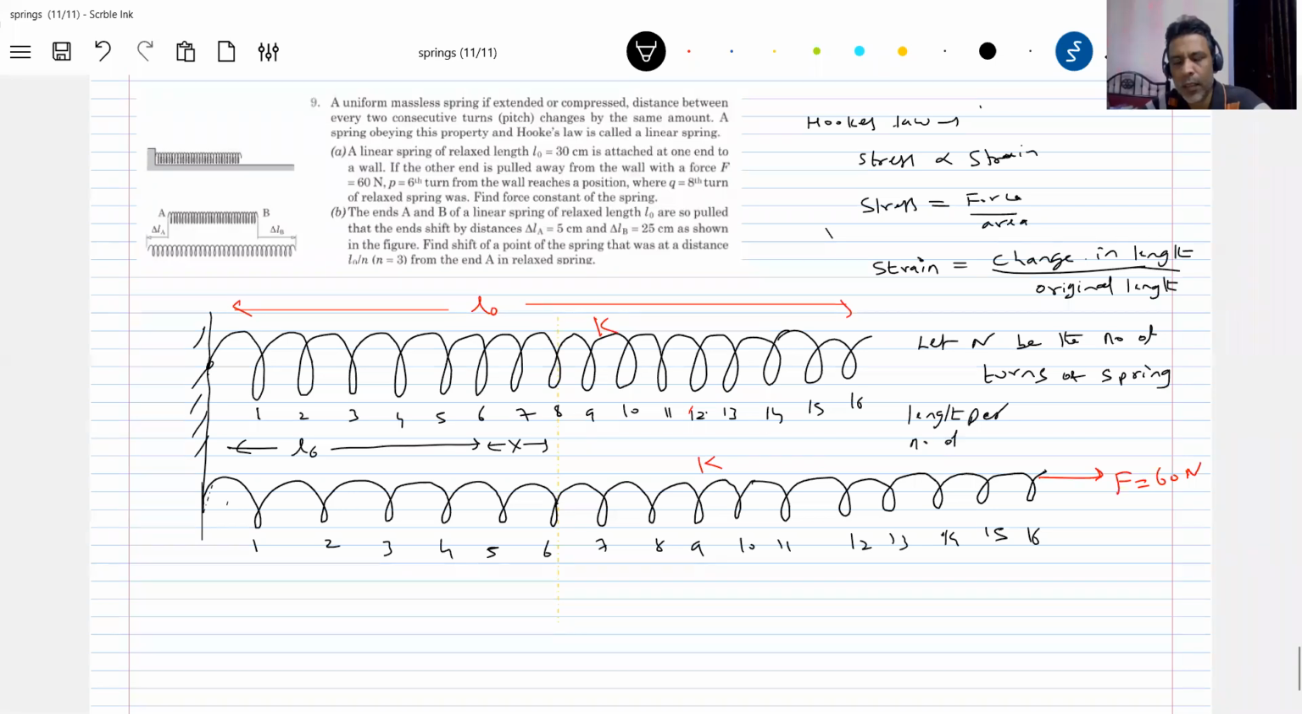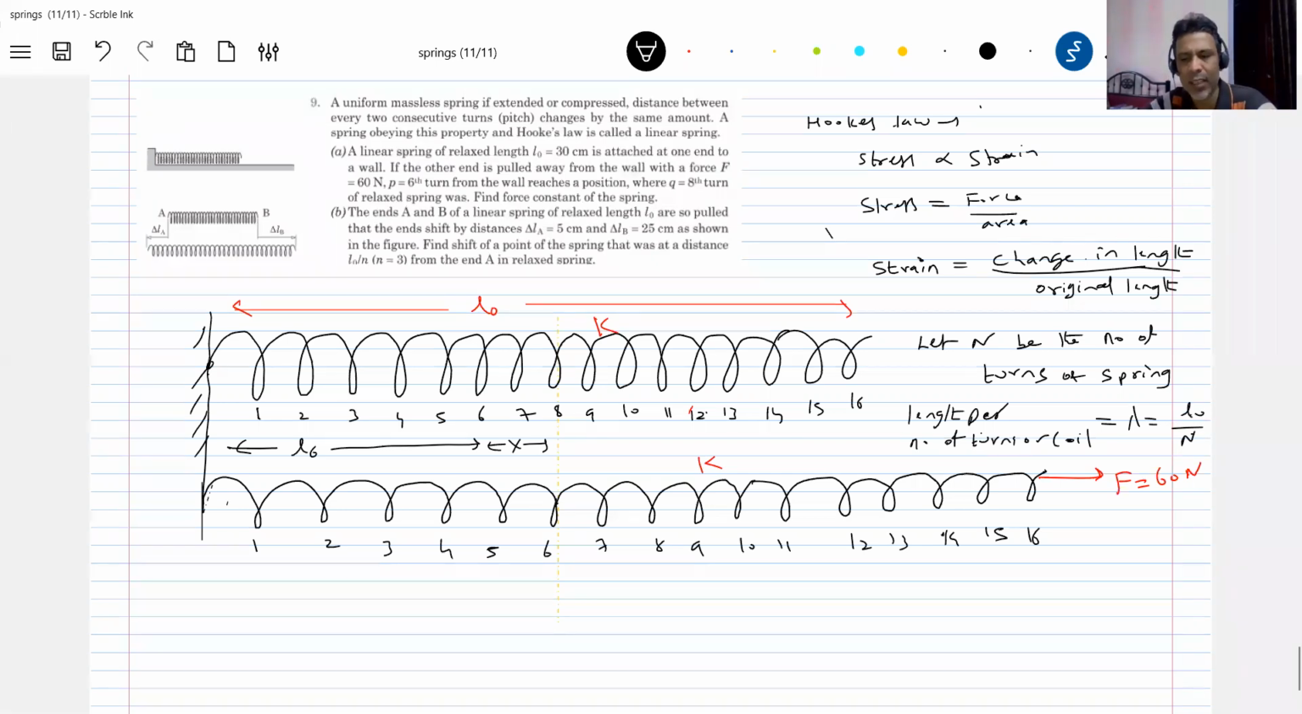Length per number of turns or coils. Since we used the word turns, okay, turns are right. Turns or coil. So shall we go for n by L naught? Oh, sorry, L naught by n. There's one assumption I'm making.